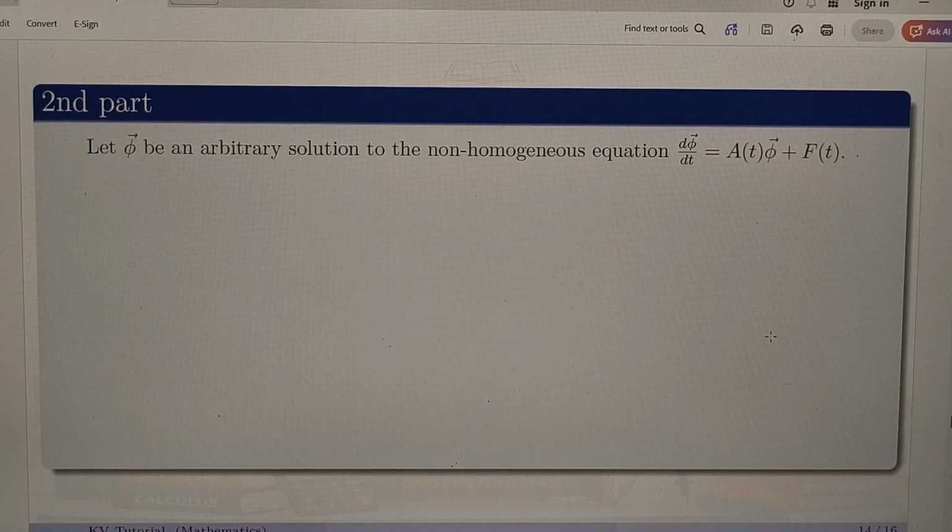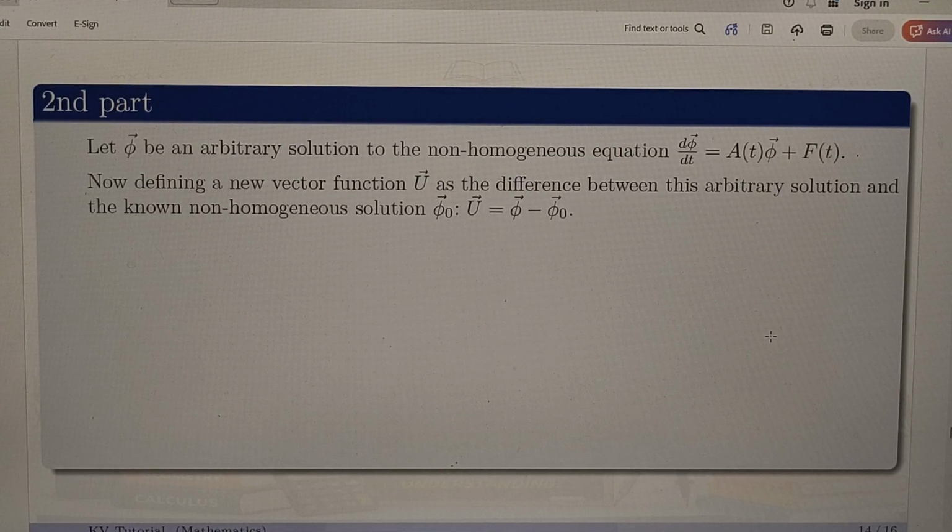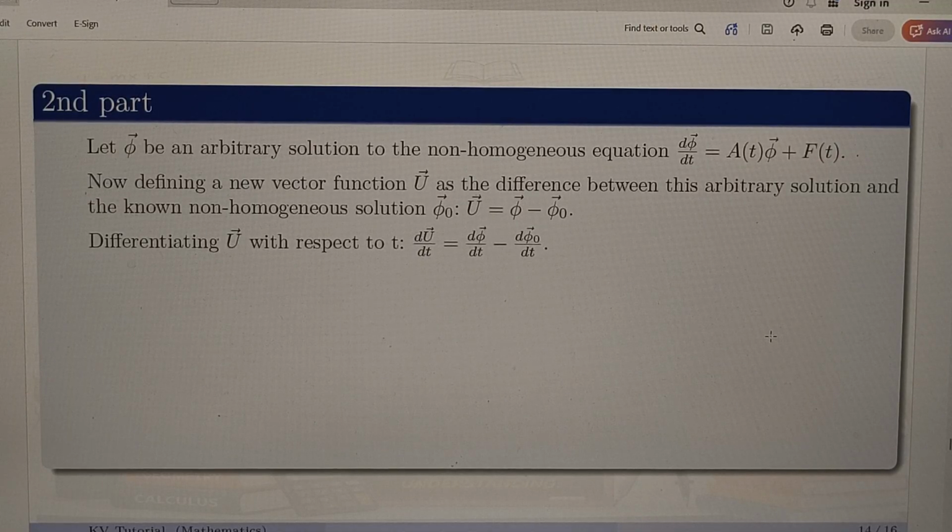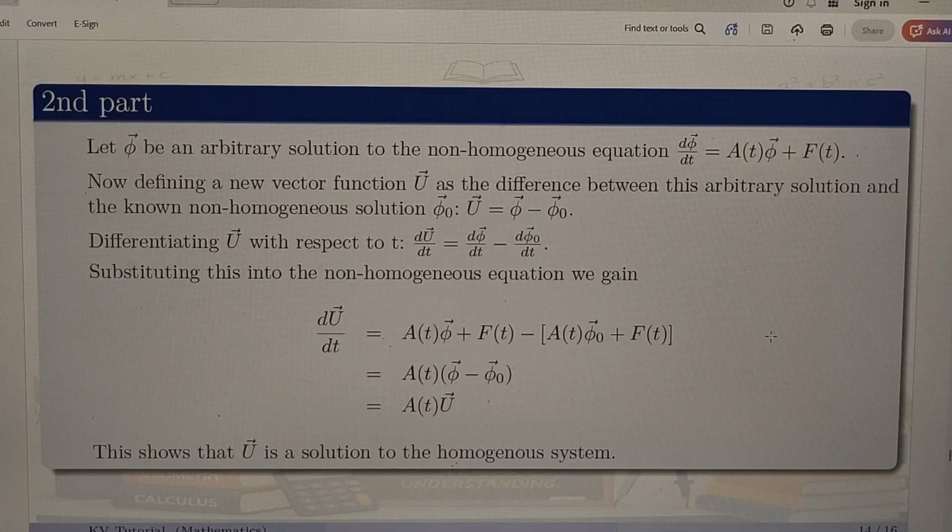Now we prove the second part. That means each φ can be expressed as φ0 plus summation ck φk. Let φ be an arbitrary solution satisfying the non-homogeneous system. That means dφ/dt equal to A(t)φ plus f(t). Now defining a new vector function u as the difference between this arbitrary solution and the non-homogeneous solution φ0, u equal to φ minus φ0. So differentiating this u with respect to t, we get du/dt equal to dφ/dt minus dφ0/dt. So substituting this into the non-homogeneous equation, we get du/dt equal to [A(t)φ plus f(t)] minus [A(t)φ0 plus f(t)]. So after calculation, we get A(t) into u. That means u satisfies the homogeneous equation, du/dt equal to A(t)u.